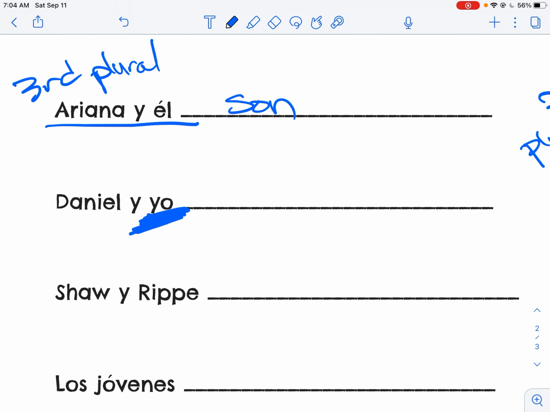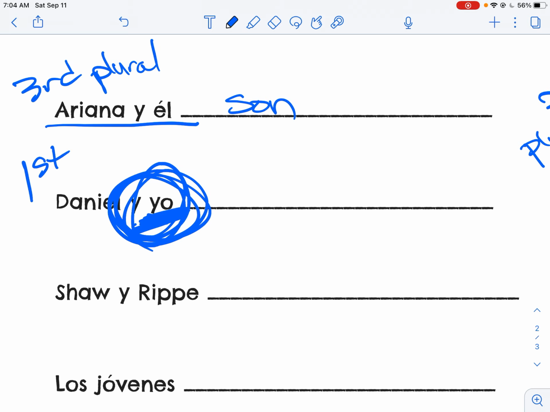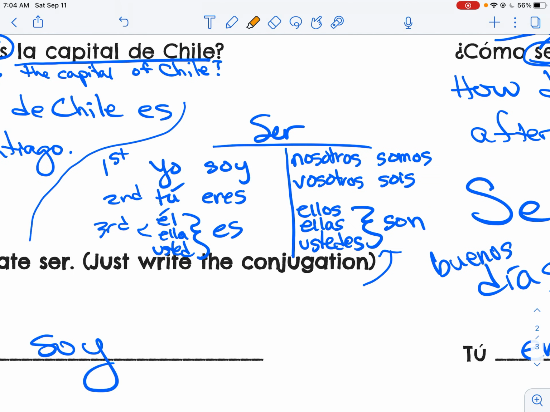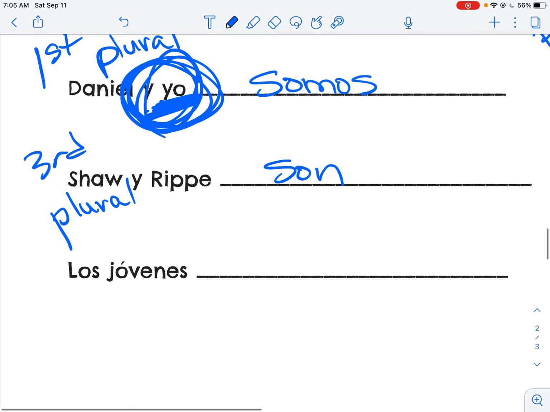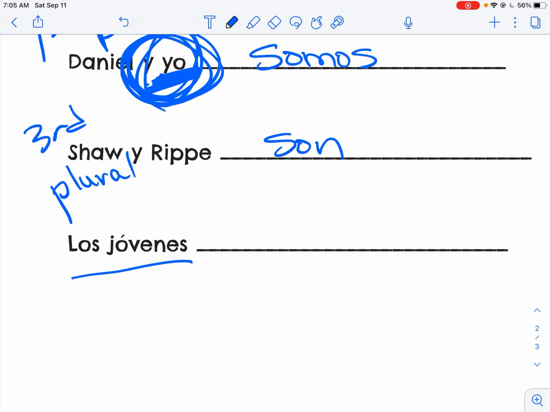This one has an I in it. As soon as it says I, anytime that it says I, it makes it first person. And because there's more than one person, it makes it plural. So first person plural would be somos. Look up here. First person plural is right there. Okay. Coming down here. Does this one say you or I in it? It sure does not say you or I. So that makes it third person. And there's more than one person. So third person plural is son. Right here, it's plural. It doesn't say you or I. So again, this is third person plural. So that is son.